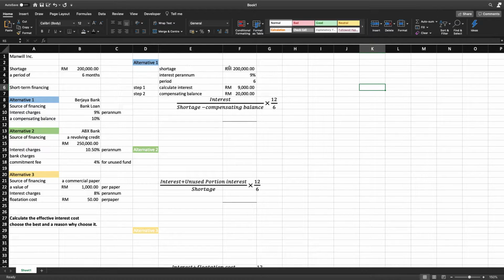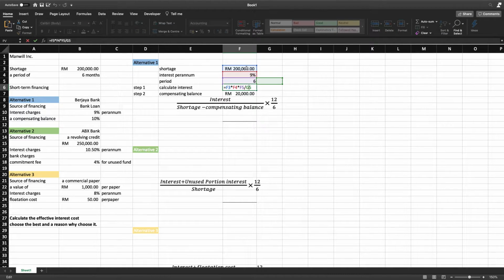So the shortage is 200,000 and the interest per annum is 9%. The period is 6 months. We extract this from here, and the first step is to calculate the interest. The formula is 200,000 multiplied by 9% multiplied by 6 over 12.